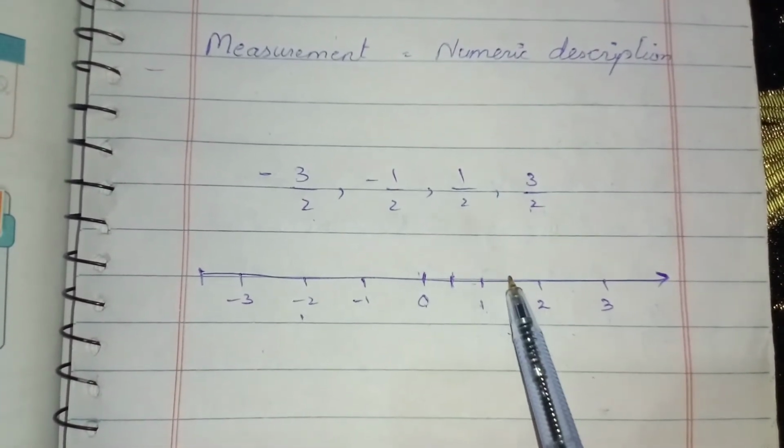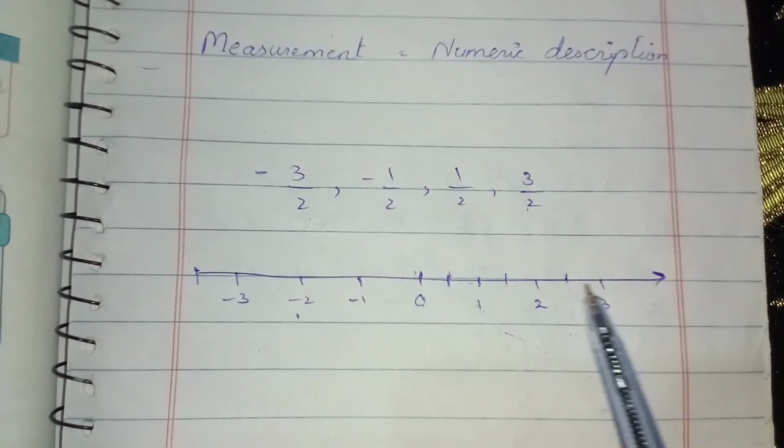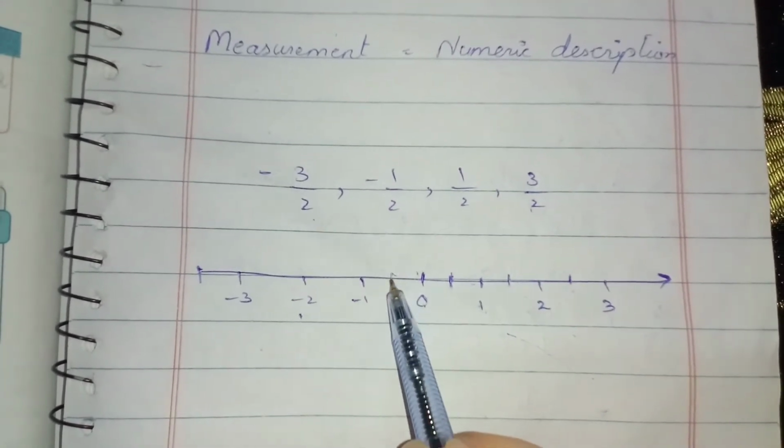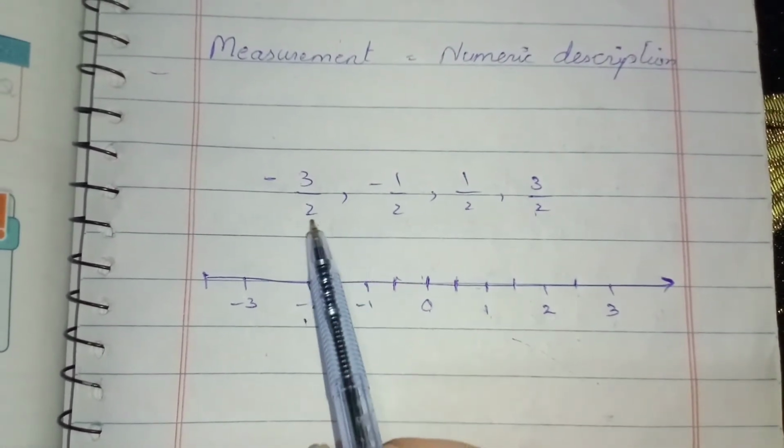Same equal parts. This is also an equal part. Here, we have to divide each segment into two equal parts because in the denominator there is a 2.